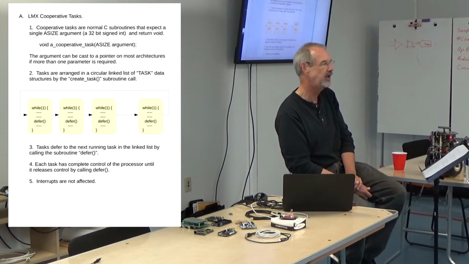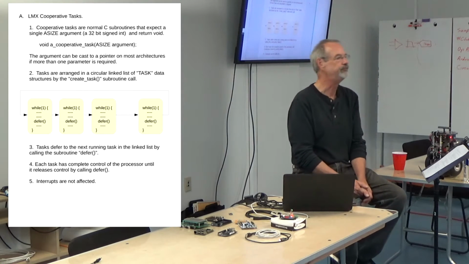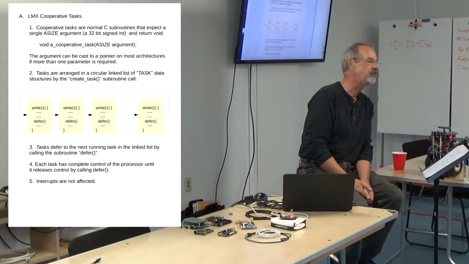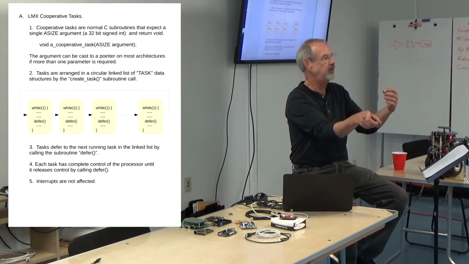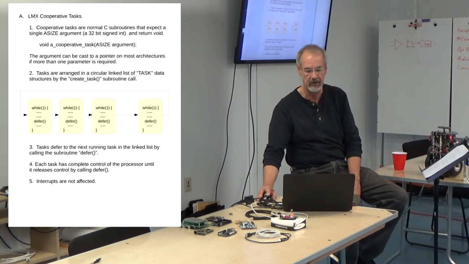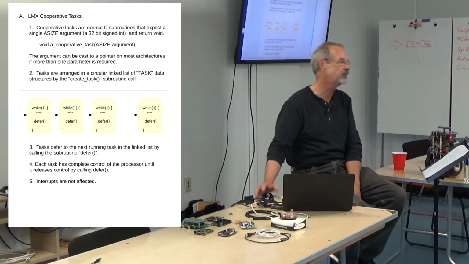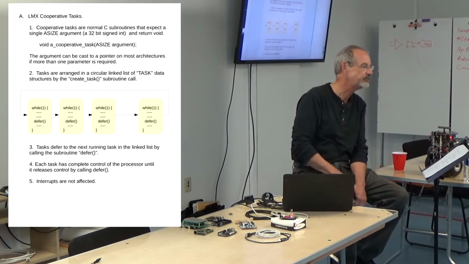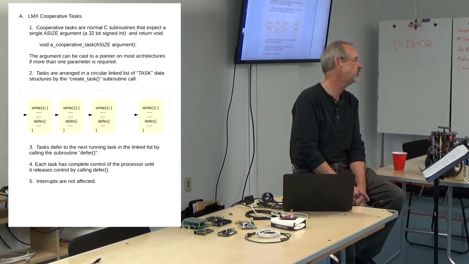The tasks are arranged in a circular linked list. For those of you who don't know, a linked list is just a list in which one of the items in each entry is a pointer to the next entry. If you look at the arrangement in the drawing, we have an endless loop where each one points to the next one, and the last one points back to the first one. So it's a circular linked list. This is round robin execution, which means each task executes every time around the loop.